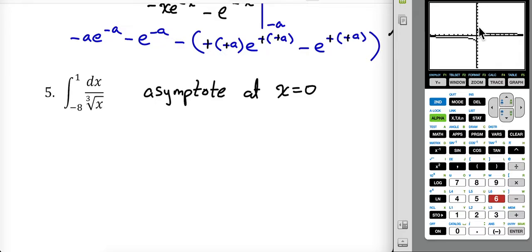And so what we'll do is look at this as going from -8 to 0 of 1 over the cube root of x dx, and then going from 0 to 1, same deal.